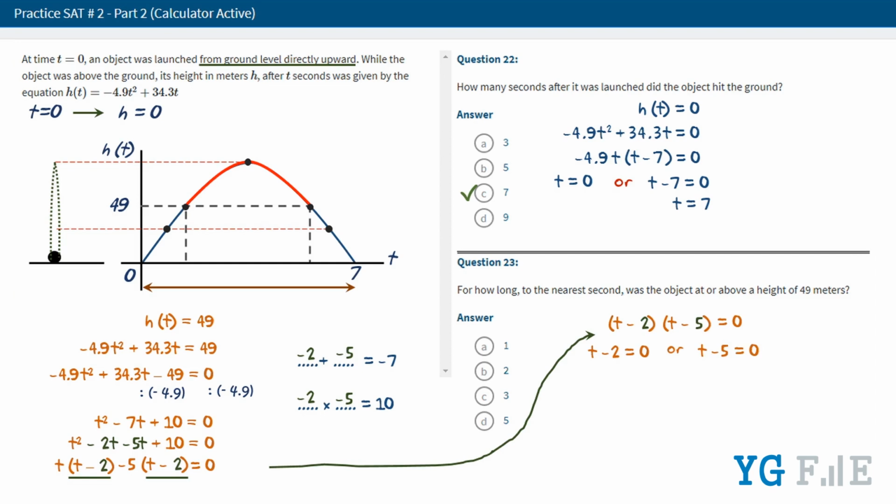From the first equation, we get t equals 2, and from the second one we get t equals 5. So the first time the object reaches a height of 49 meters is when t equals 2, and the second time it reaches a height of 49 meters is when t equals 5. It means the duration, or for how long the object is at a height of 49 meters or above, will be the difference between 2 and 5, which is 3. So the answer for this problem is C.